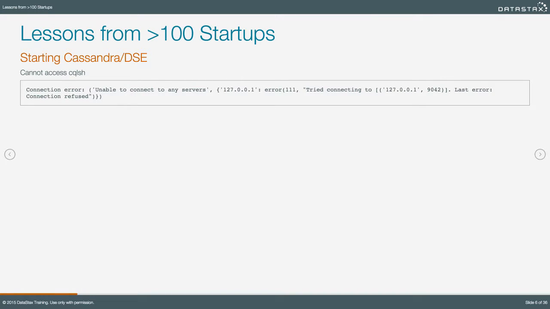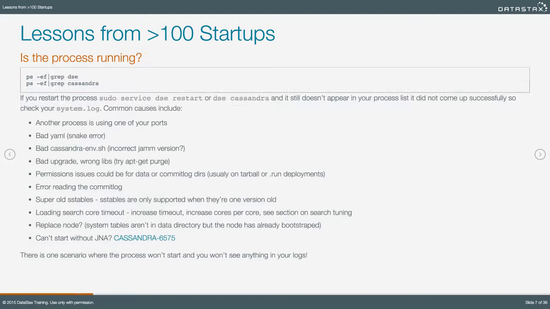So I want to go through some of the getting started stuff. What might the reason be, and how do you troubleshoot when you can't connect to DSE? Some of the things to first check are, is the process up and running? In a lot of cases, the process didn't come up for one reason or another. If that's the case, then you want to check your system log or output log to find out why it didn't come up. All these bullets are scenarios where a process didn't come up for a particular reason.